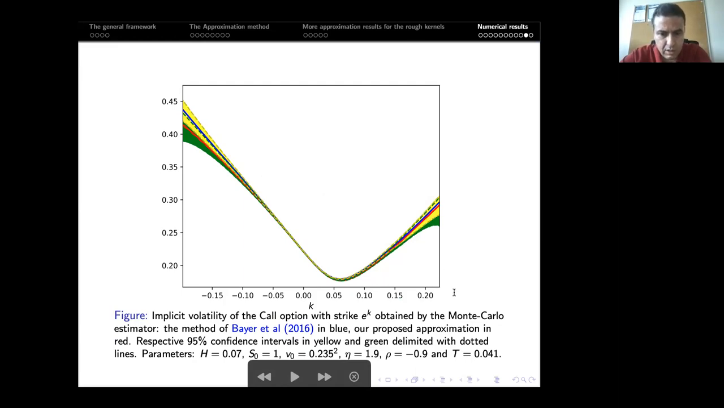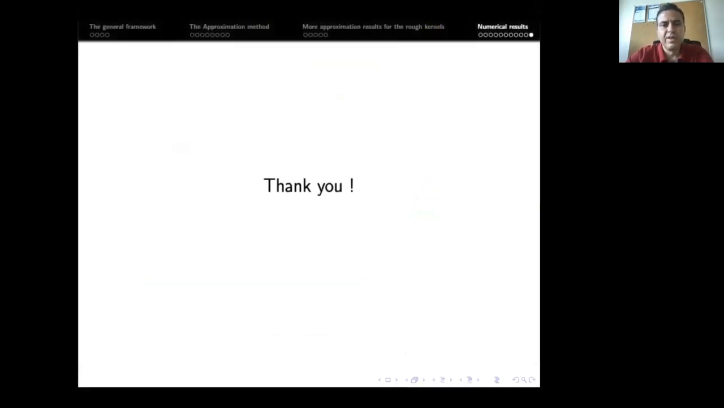And we took here the most challenging case that appears in the original paper by Christian, that corresponds to a very short maturity given by 0.041. And of course, this illustration seems to fit very well the explicit method. Thank you very much.